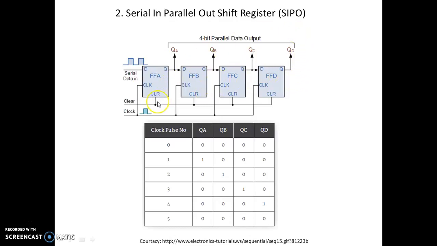So here what we can do is first insert the data with the clocks. After 4 clocks, the data is shifted into the flip-flops, and then we can read the 4 bits at the same time. This is the example of the 4 bit shift register.